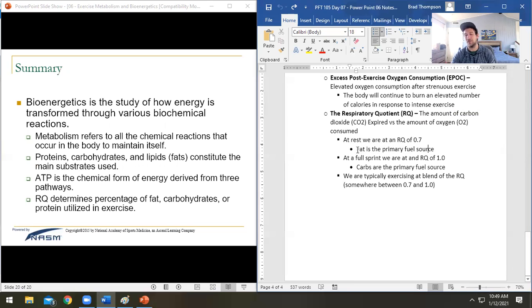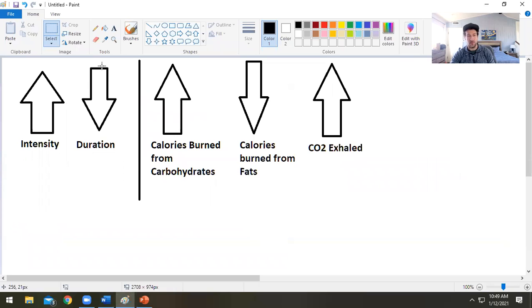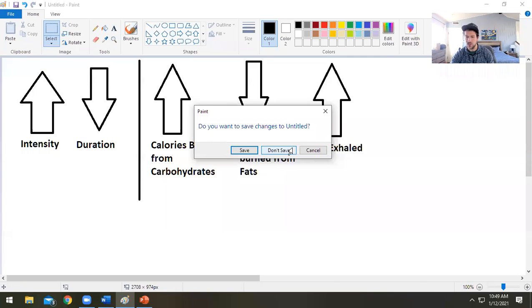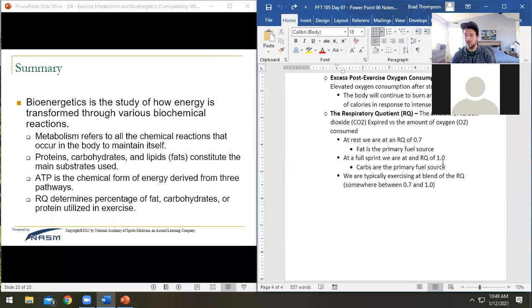So at rest, fat is your primary fuel source. At full maximum intensity effort, carbs are your primary fuel source. And so we are at some mixture of that. All right, so intensity goes up, duration goes down. Intensity goes up, carb burning goes up. Intensity goes down, fat burning goes up, right? Any questions on that, Kenny? Nothing? Yeah, pretty clear.